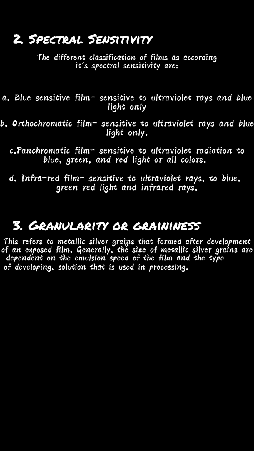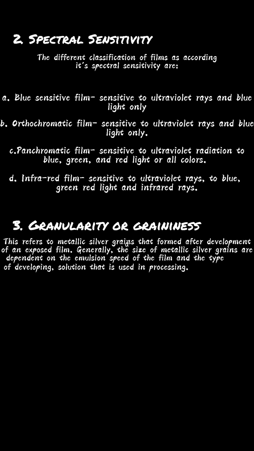Spectral sensitivity. The different classifications of films according to their spectral sensitivity are: A, blue sensitive film, sensitive to ultraviolet rays and blue light only. Orthochromatic film, sensitive to ultraviolet rays, blue and green light. Panchromatic film, sensitive to ultraviolet radiation, blue, green, and red light, or all colors.